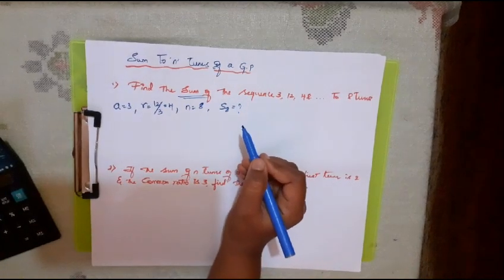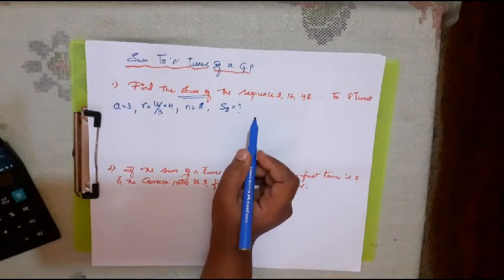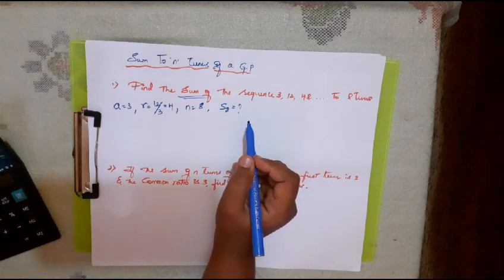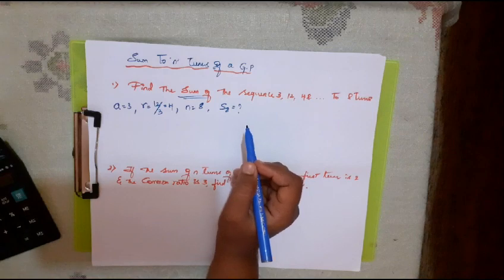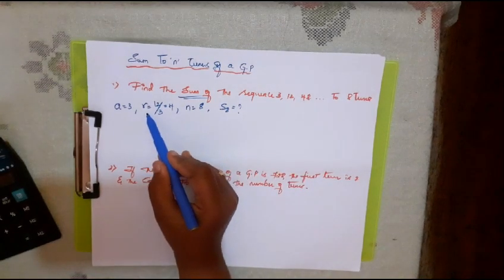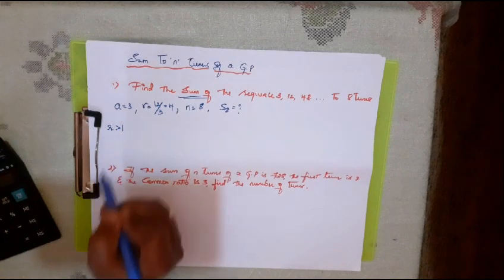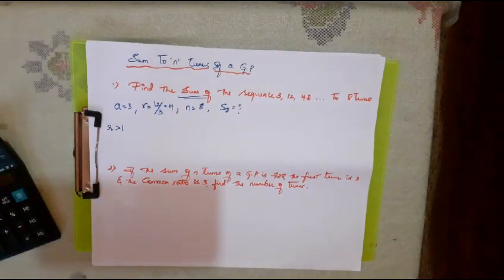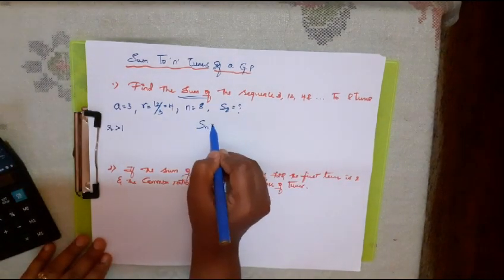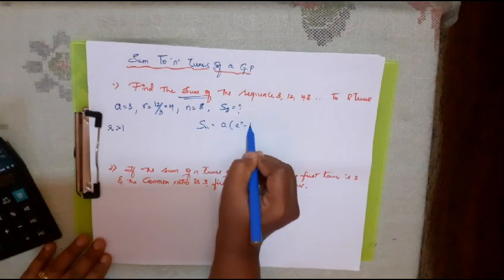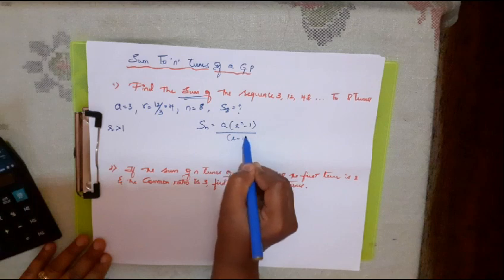I told you how to choose the formulas for calculating the sum based on the value of R. We have 4 different formulas: when R is equal to 1, R is less than 1, R is greater than 1, and R is infinite. Here R is greater than 1, so accordingly we take the formula Sn is equal to A times R to the power n minus 1 divided by R minus 1.